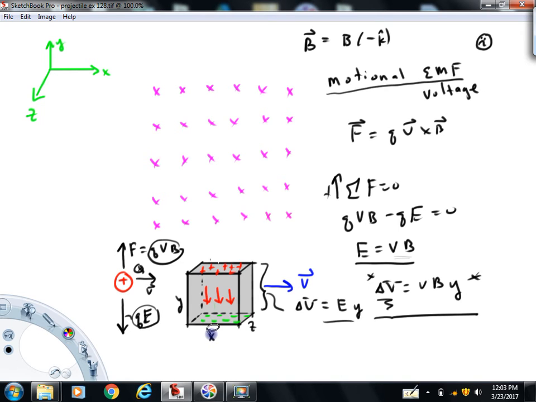So you can always tell what side of your geometry is at the highest potential just by looking at the direction of the QVB force as the conductor moves through the magnetic field. And then typically you can get at an expression for the voltage just by drawing a free body diagram of a single charge carrier somewhere in your conductor and writing a Newton's second law equation.